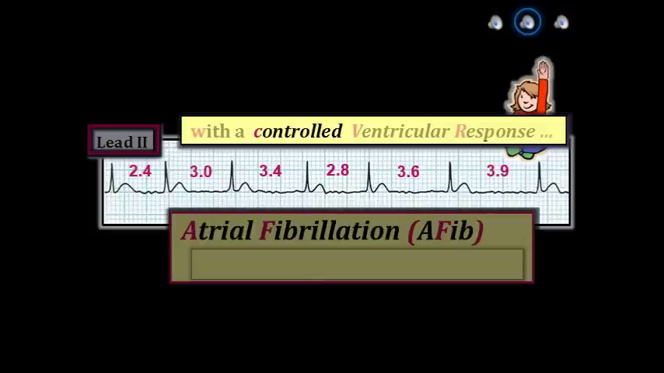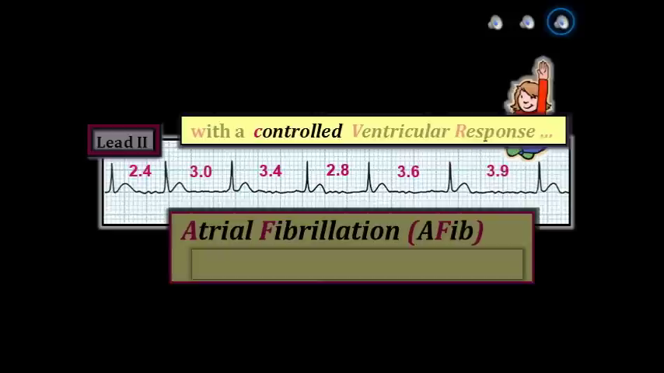We say this because the R2R intervals that we do see on this tracing suggest that the average rate for this example of AFib is somewhere between 70 to 110 beats per minute. Rate estimation on a short rhythm strip like this one is of course no more than a rough approximation. Nevertheless, looking at the range of R2R intervals with AFib does provide insight as to the overall ventricular response.